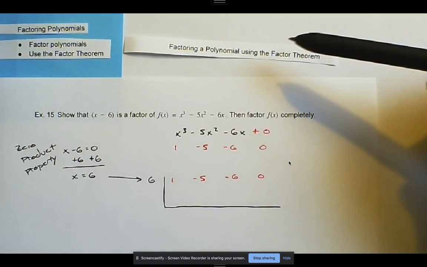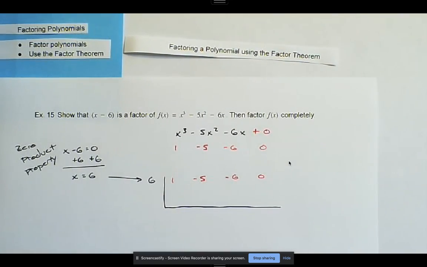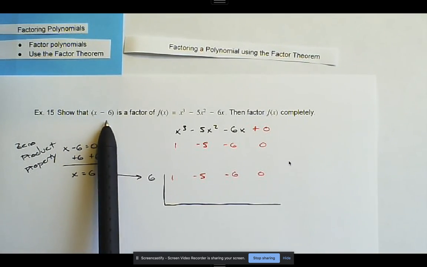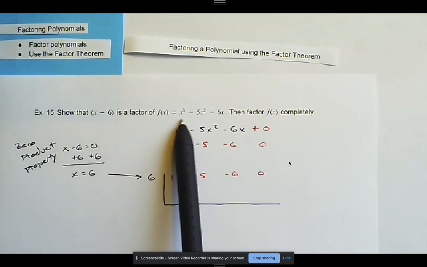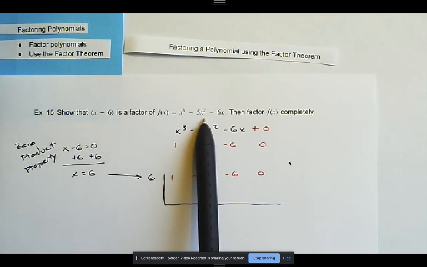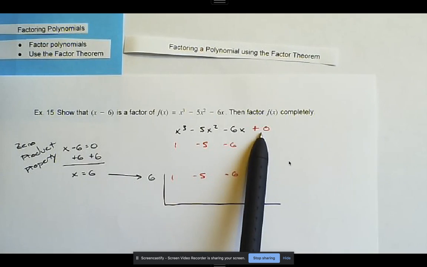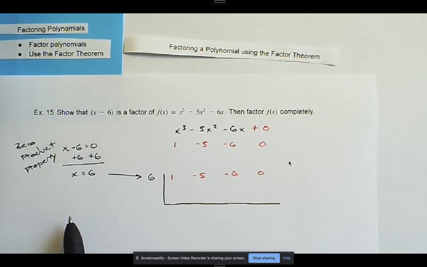We're factoring polynomials using the factor theorem, and we want to check or show that the binomial x minus 6 is a factor of the polynomial x cubed minus 5x squared minus 6x. This polynomial doesn't have the constant term, so we have to add it on as a placeholder when we're doing synthetic substitution.